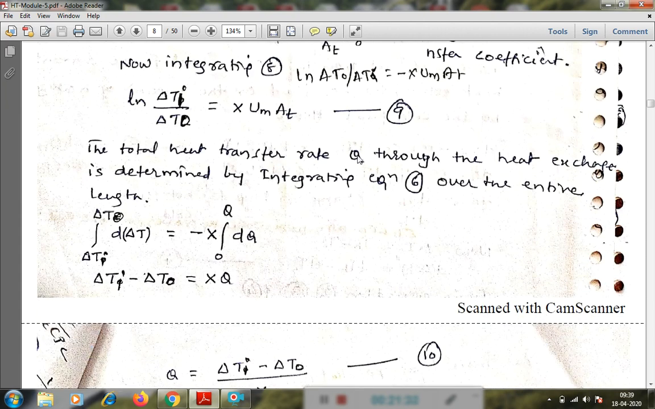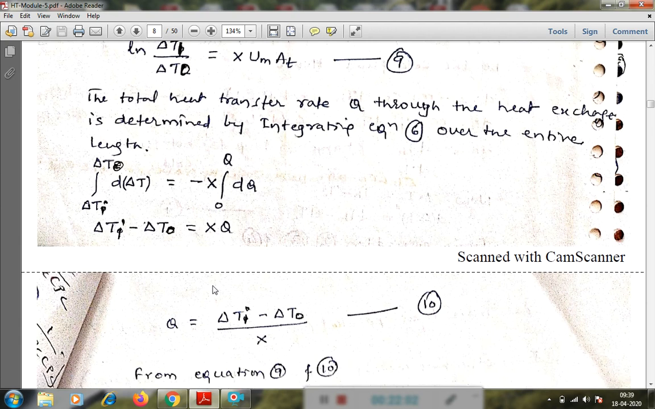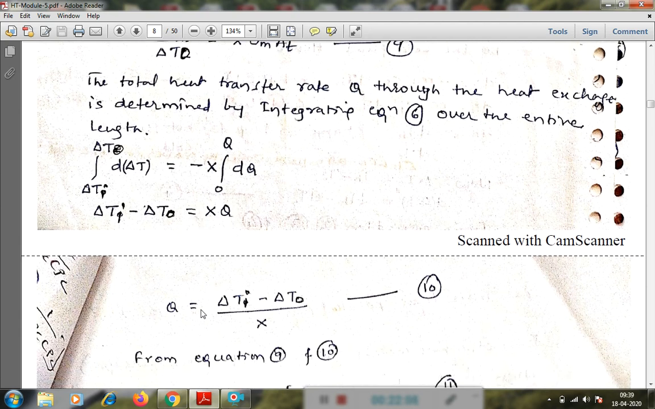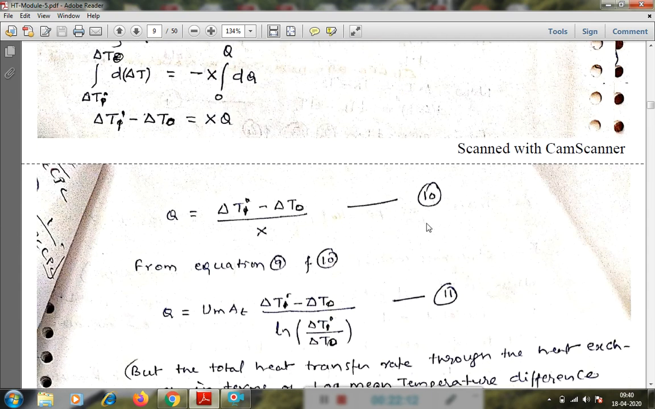The total heat transfer rate Q through the heat exchanger is determined by integrating equation 6 over the entire length. Equation 6 is d of delta T equals minus x dq. Integrating within the limits delta Ti to delta T naught, the integral of d of delta T is equal to minus x times the integral from 0 to q of dq. We get delta Ti minus delta T naught equals x into q, so after simplification q can be written in terms of delta Ti minus delta T naught.